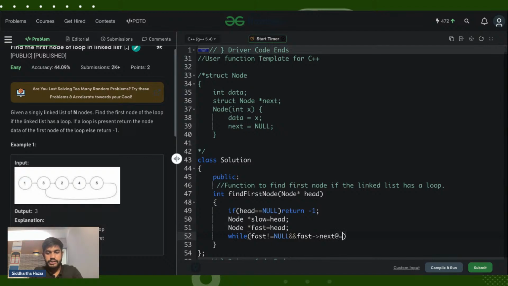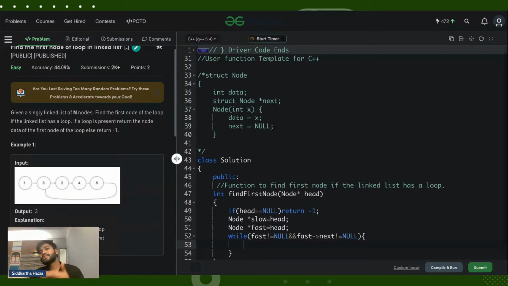Dot next is not equal to null. Okay, so now you would ask why we are starting with the fast pointer. I also thought that, to be honest. So think in this direction: suppose I am sitting here and my brother is sitting in front of me, and we have different speeds. This is 2x, this is x.